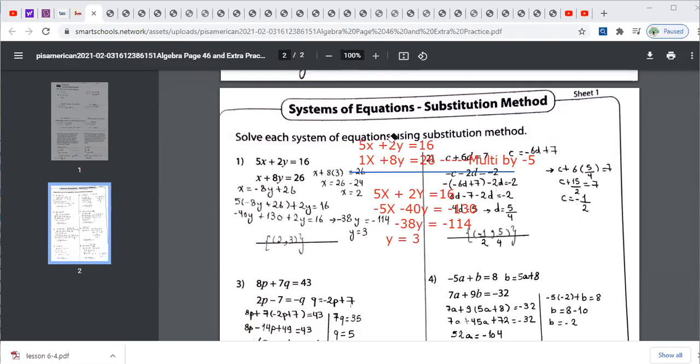Any questions so far about this? Before we start our exit ticket.